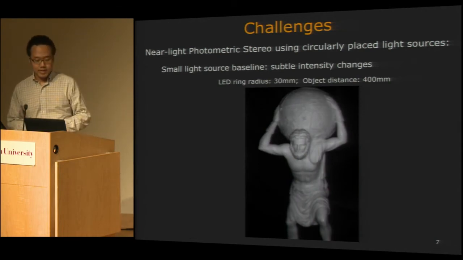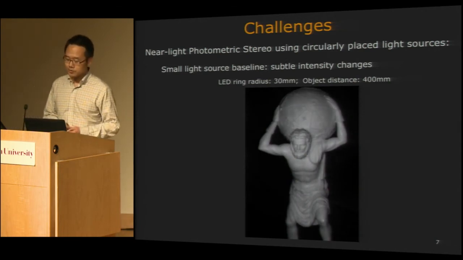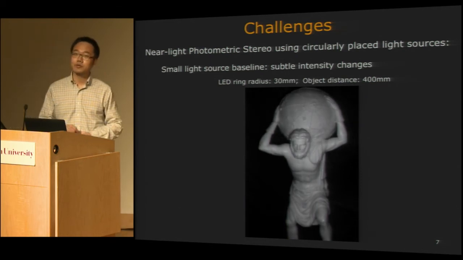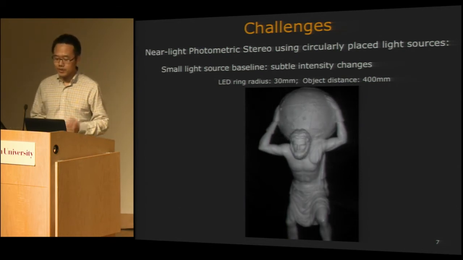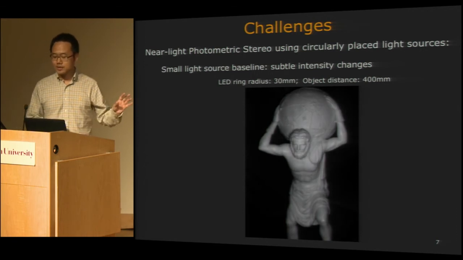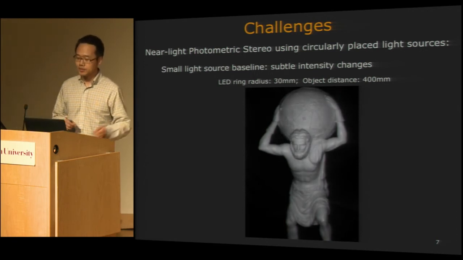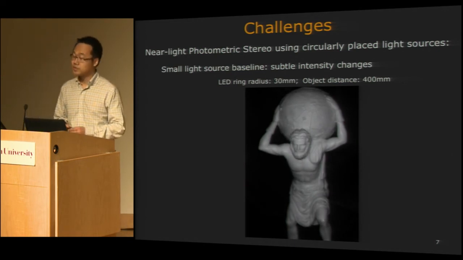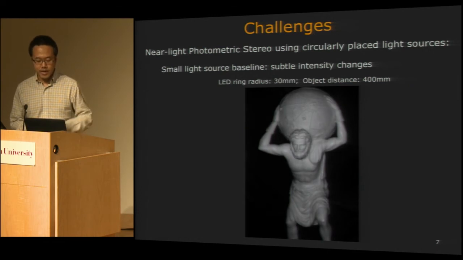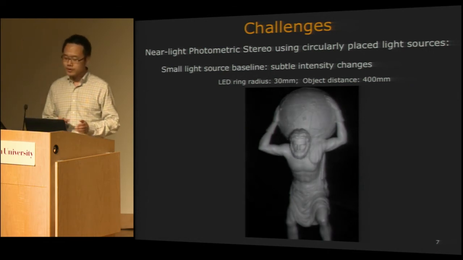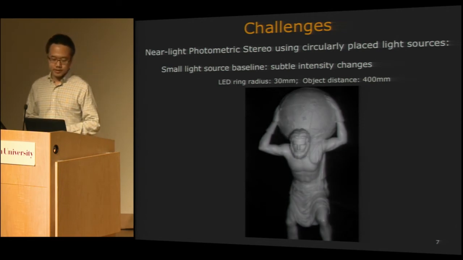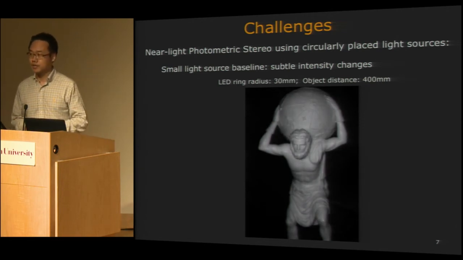Another difficulty comes from the small light source baseline. Here, we show a sequence of images captured with an LED ring with 30mm radius placed around the camera. And the object is placed around 400mm away from the camera and light source, which is more than 10 times larger than the radius of the LEDs. As we can see, due to the very small ratio between the light source baseline and the object distance, the change of the image intensity is quite small.